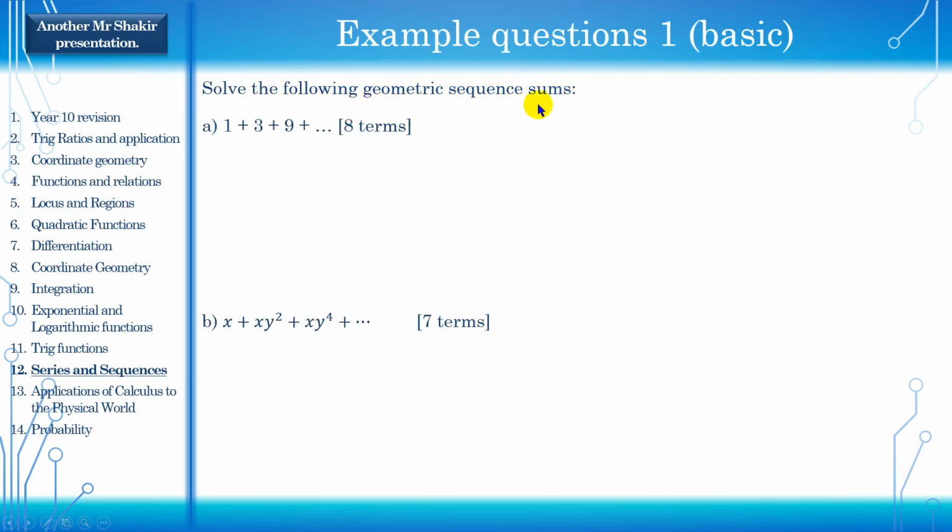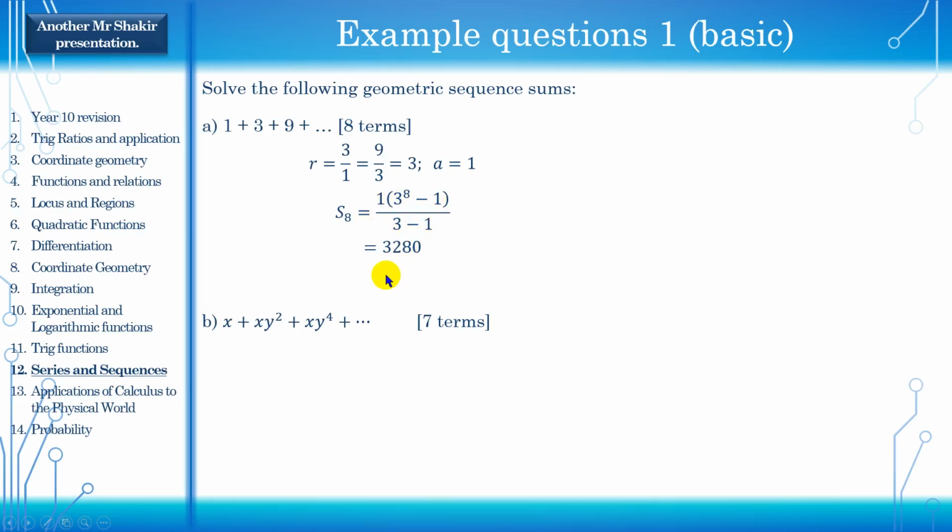Solve the following geometric sequence sums. We need to find the first 8 terms. What's a? The first term is 1. What's r? 3 over 1, 3. So we know a is 1, the common ratio is 3, and n is 8. So the sum of the first 8 terms is a, which is 1, times r, which was 3, to the power of n, which is 8, minus 1, over r minus 1.